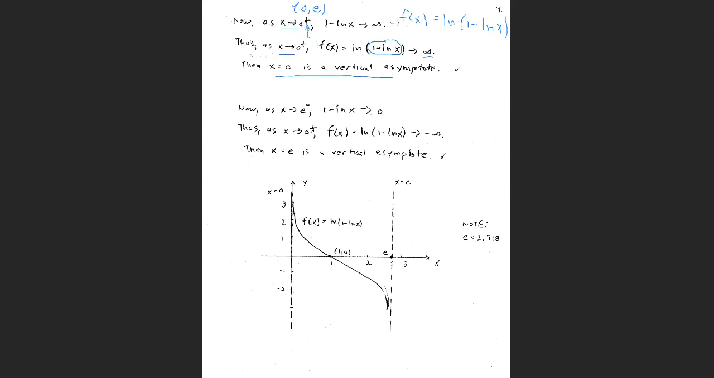Now, on the other hand, what if we approach the number e, which is about 2.718 and keeps going? As we approach e from the left, 1 minus the log of x has to approach 0 because the log of e is 0. No, the log of e is 1. 1 minus 1 is 0.